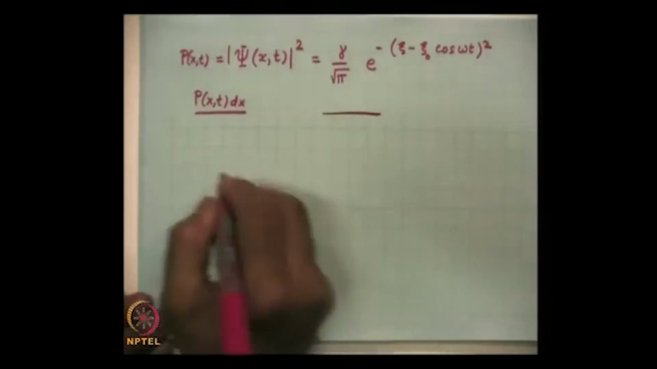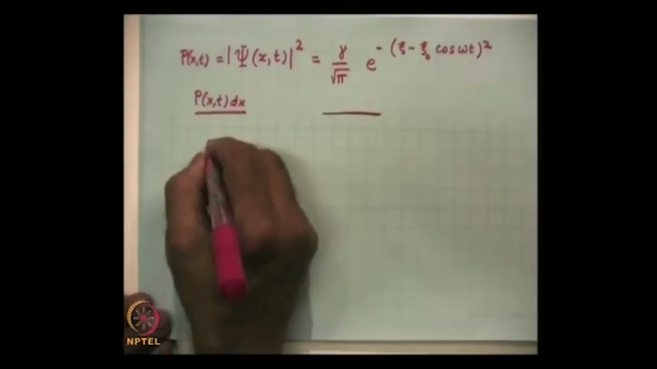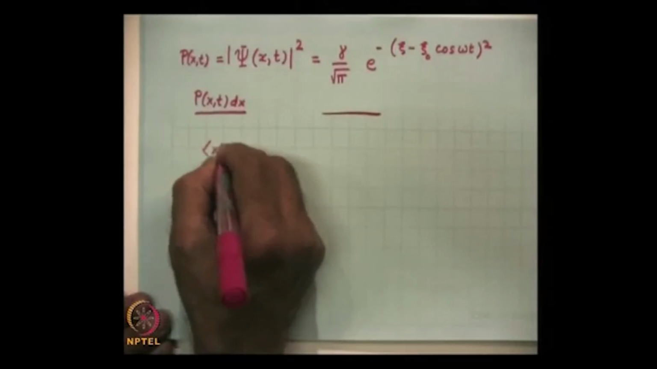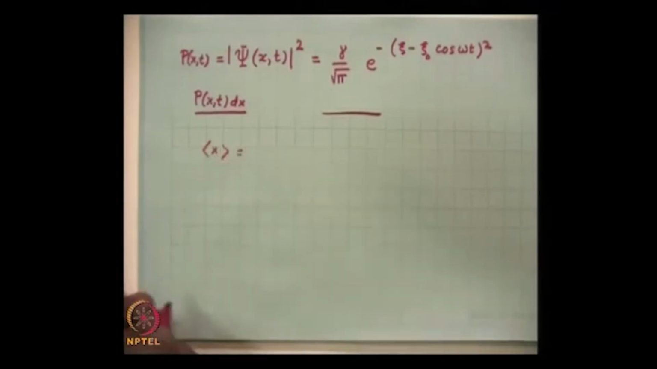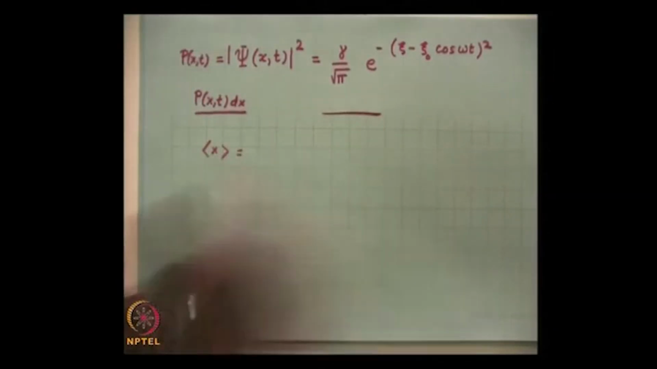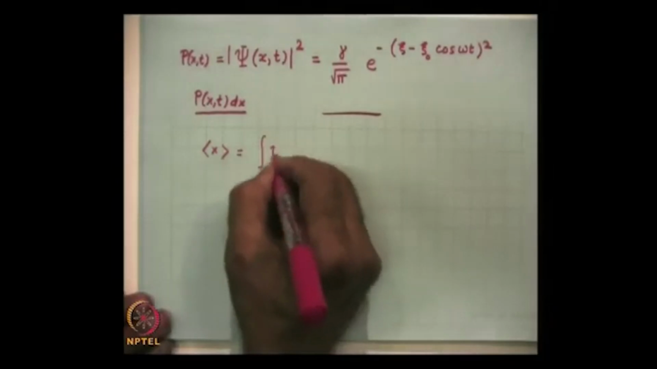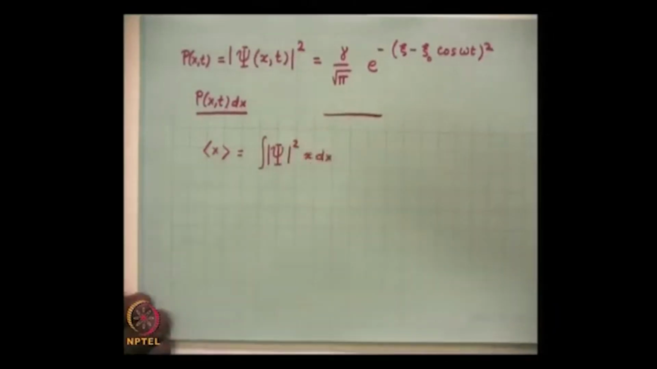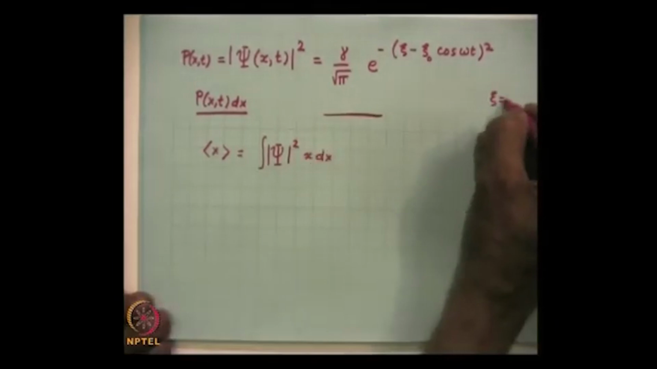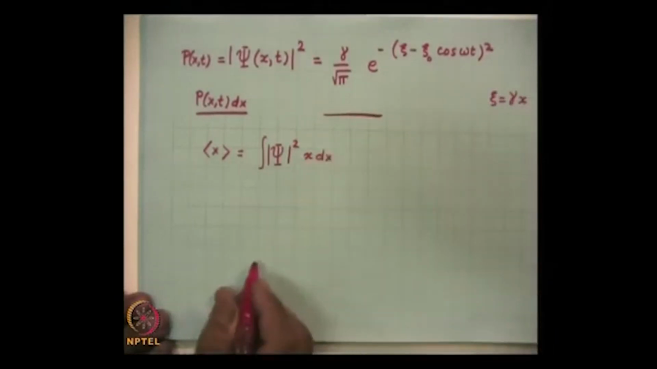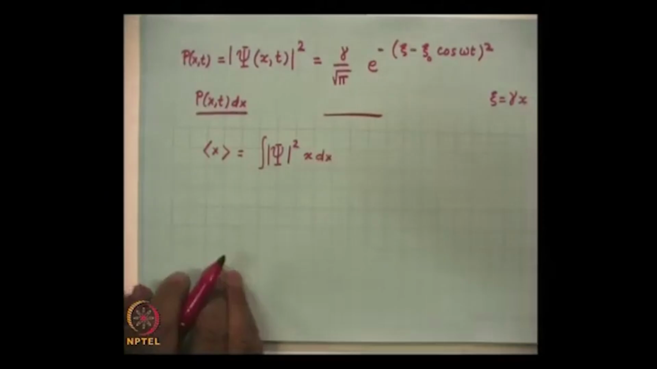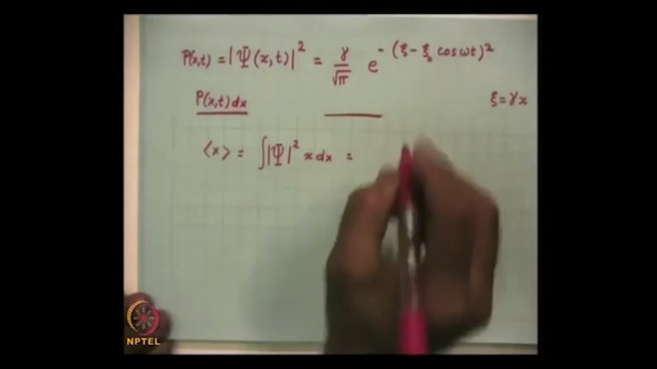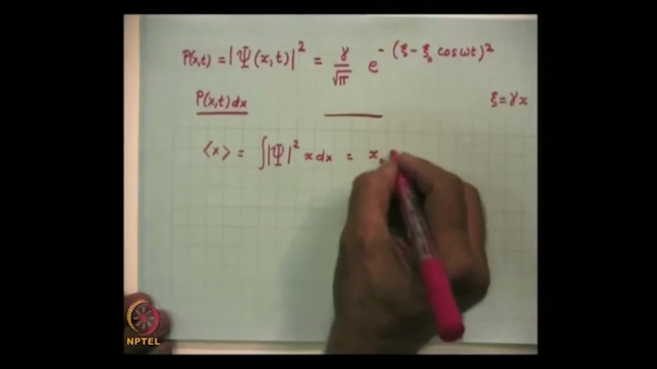If I calculate the expectation value of x, the average value of x, then that, as we all know, was the integral of psi square times x dx. I multiplied this by x. You may remember that xi is equal to gamma x. You can carry out this integration very easily, just a few steps, and you will find that this will be equal to x naught cos omega t.